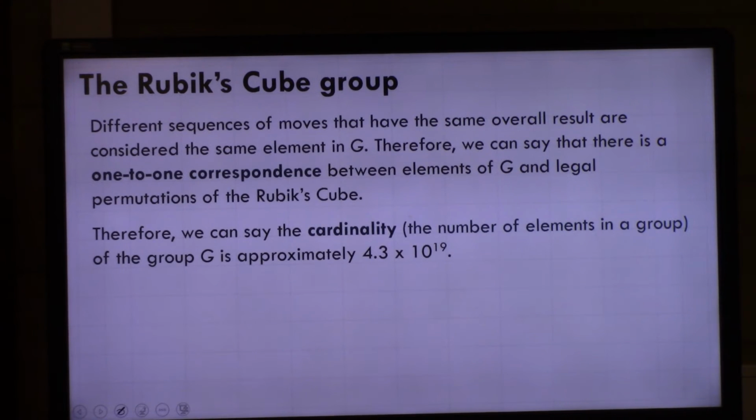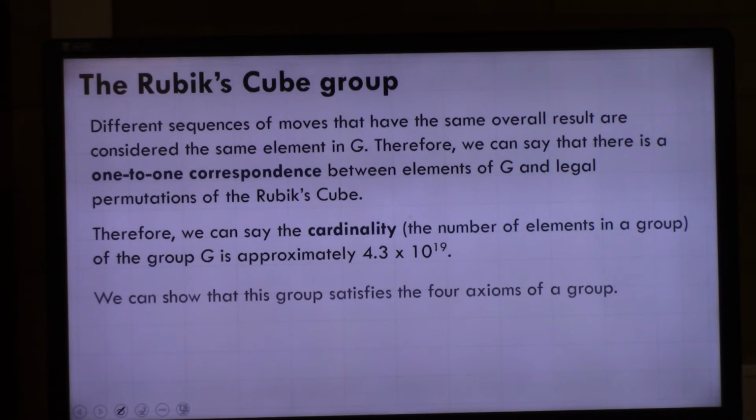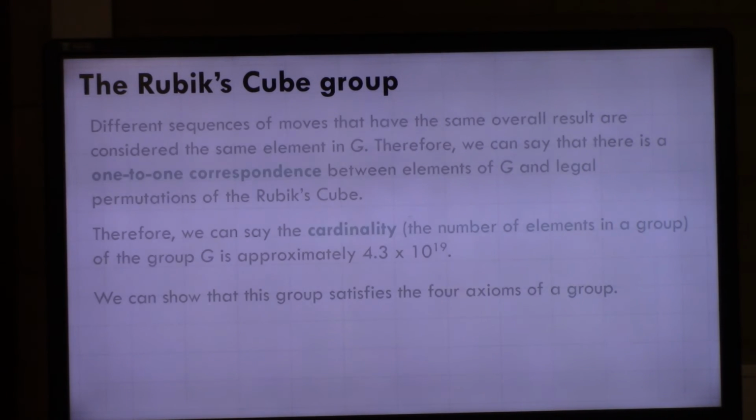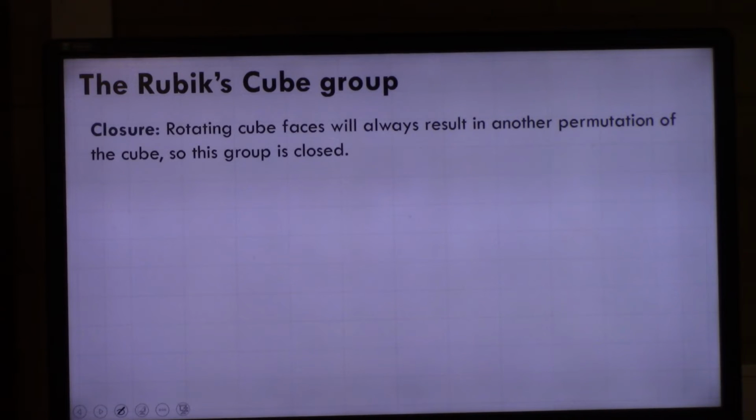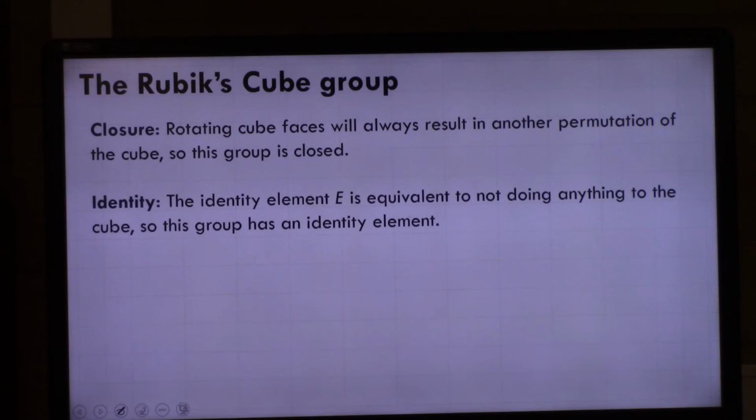So the cardinality, that just means the number of elements in the group, of the Rubik's Cube group is approximately 4.3 times 10 to the 19 as we saw before. And we can show that this group satisfies the four axioms. So the first one, closure. Rotating cube faces will always give another permutation of the cube, so the group is closed. The identity element is equivalent to not doing anything, because if you don't do anything to a cube, you get the same cube.